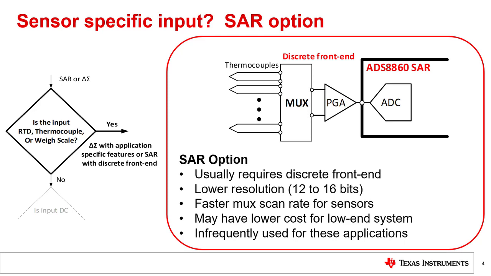The SAR may be used for measuring sensor outputs when a lower resolution system is sufficient and a fast scan rate is desired. This slide shows an example where multiple thermocouples are connected via a multiplexer to a discrete PGA and a SAR converter. Keep in mind that the multiplexer and PGA are a discrete front end, and the Delta Sigma option integrated these components. As mentioned previously, the Delta Sigma is more common for low frequency type sensors, but there can always be exceptions based on cost or other criteria.